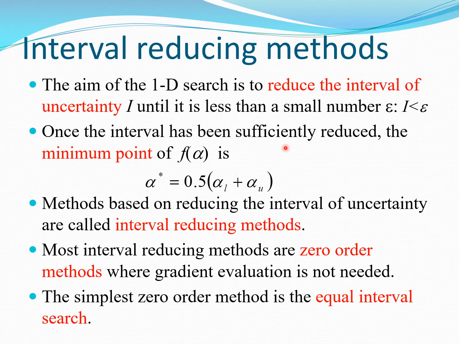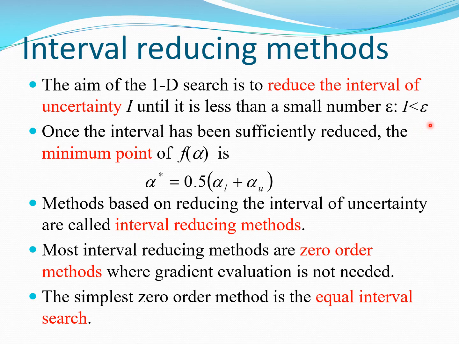Once the interval has been sufficiently bracketed, the minimum point of this function f of alpha can be obtained as the midpoint of this closed interval. So alpha star is half of alpha L plus alpha U. This is how these search methods proceed. They keep bringing down the interval I, and when it has been brought down below a small number, say 0.1 or 10 to the power minus 6, depending on the level of accuracy which you need for this particular problem.